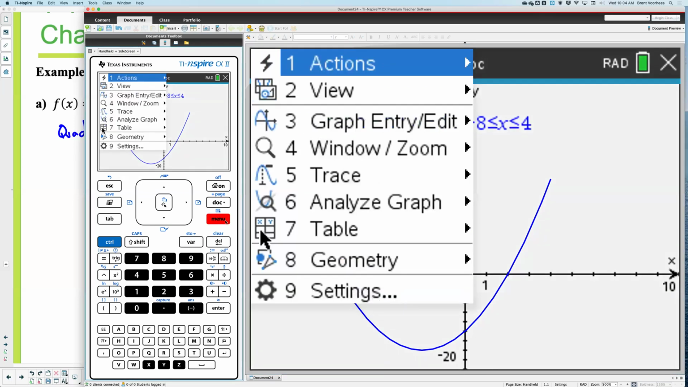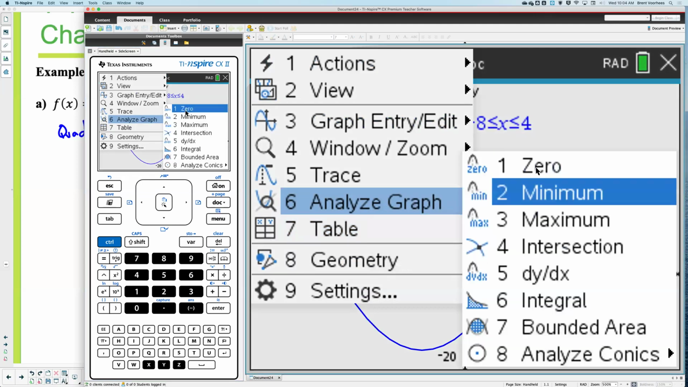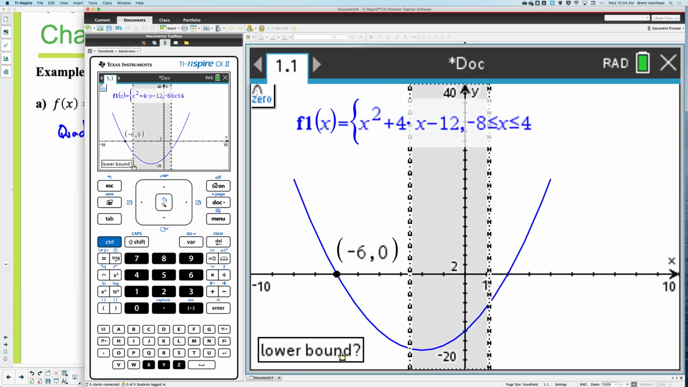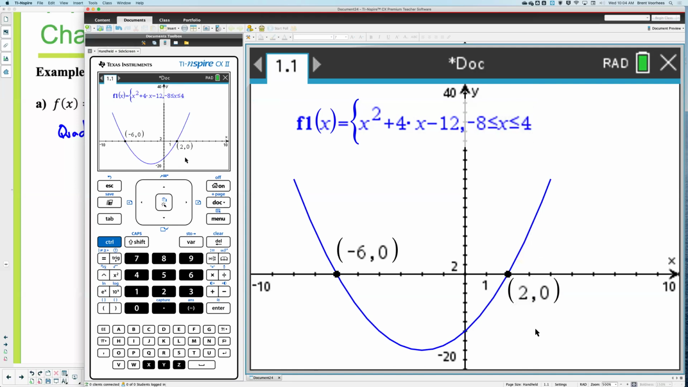Let's do it again. Press menu. Let's find the other 0. I know you can see it, but I'm going to do it anyways. Analyze graph. Choose 0 again. This says lower bound. So you're going to go to the left of this 0. I go to the left and I click. Once I click, it's going to change to upper bound. Now that it says upper bound, I just need to go to the right of that 0. Once you click again, it'll give you that value. Are you getting +2, 0? Are you getting that same value?